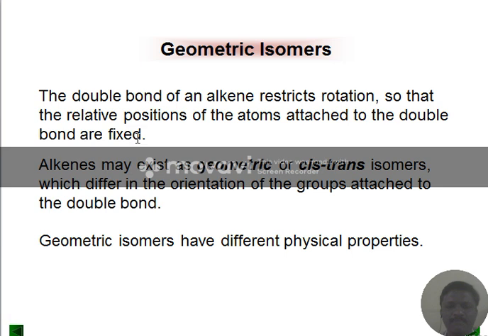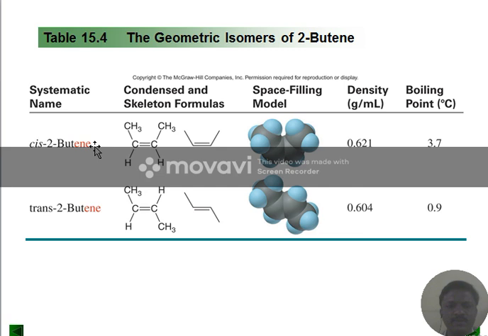So the alkenes may exist as geometric or cis and trans isomers, which differ in the orientation of the groups attached to the double bond. The geometrical isomers have different physical properties. When we discuss cis-2-butene and trans-2-butene, these are the systematic names, and these are the condensed and the skeletal formula.